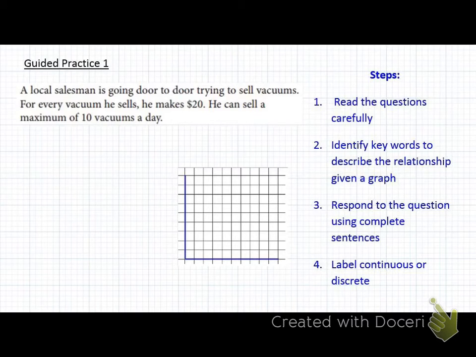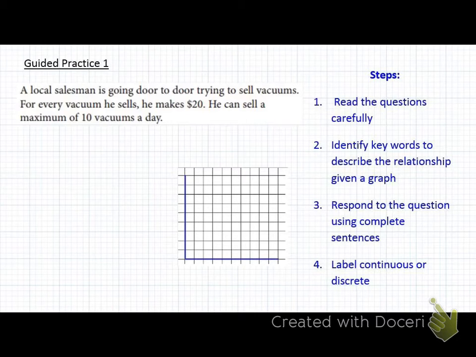Okay, so what do you think is supposed to go on the x-axis? Is there time on this one? No, so what are the two things that are happening in the story? Vacuums and money. Vacuums sold and money. So do you have to sell vacuums in order for you to get money, or do you get money and then sell vacuums? Good. So what should be in the x-axis? Vacuums. Good. So let's all start writing this together.